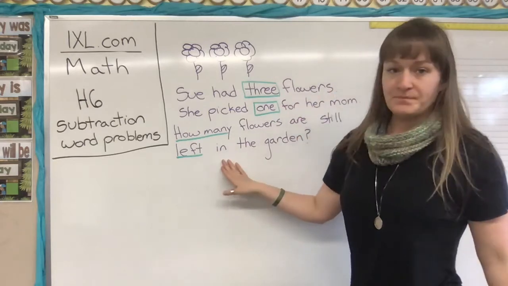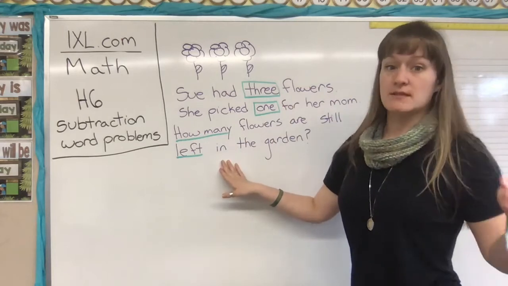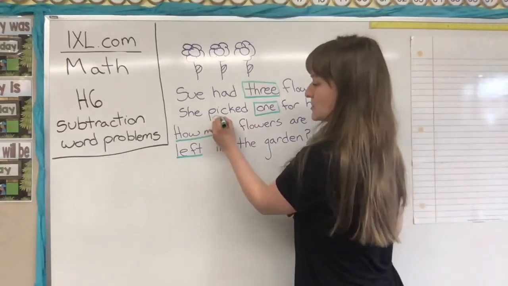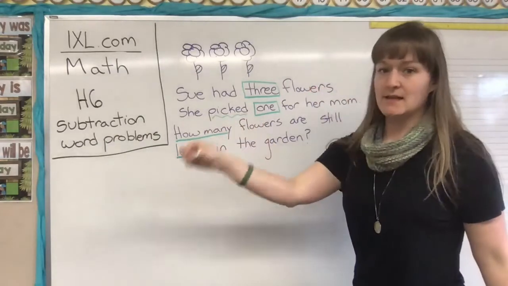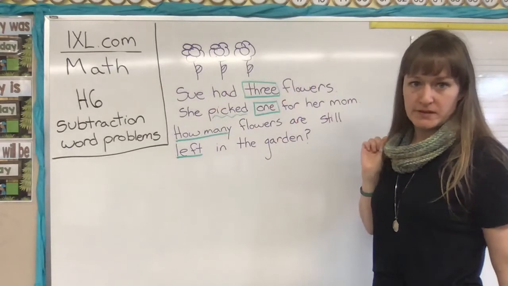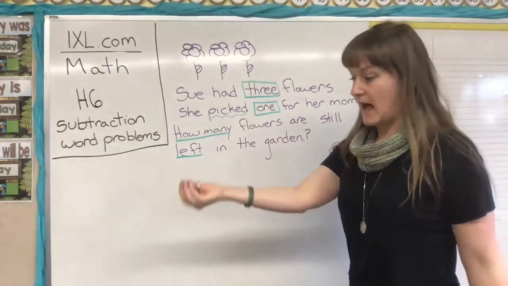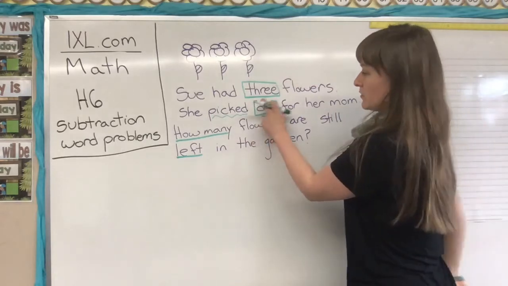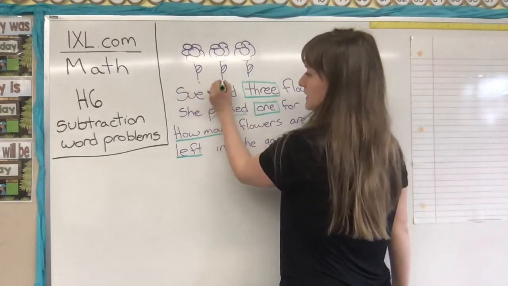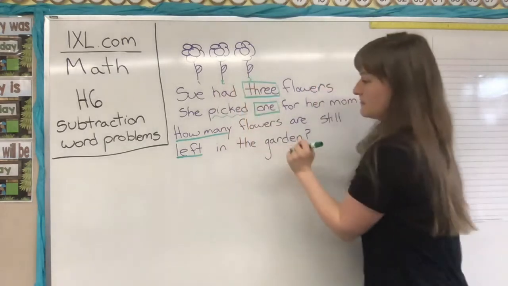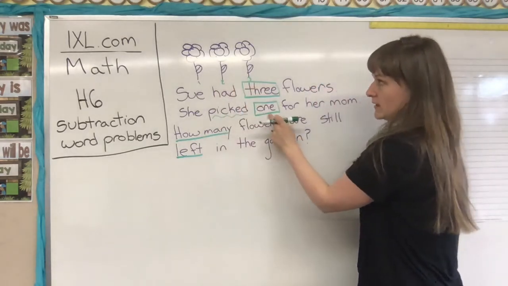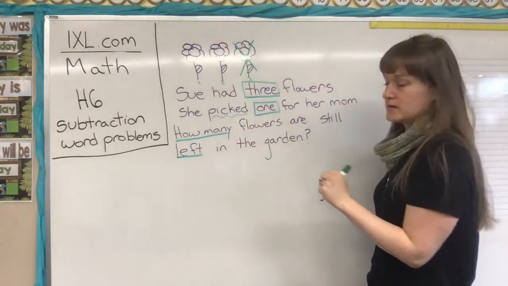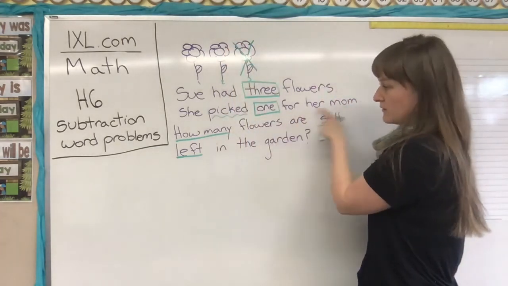Right now, this one is telling me to subtract. She picked. So that action word of picked means something was removed from the area. A flower was taken from the other flowers. So I have 3 flowers. 1, 2, 3. She picked 1. So I'm going to eliminate 1 of the flowers for her mom. She picked 1 for her mom.